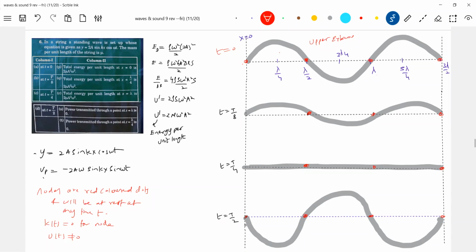Okay, I'll go for P. I'll select P. Then, at T equals, total energy per unit length at x equal to lambda by 4 is. Lambda by 4, where there is an antinode. Okay, now what is the state of this antinode here? All points on the rope are at rest, no? This is upper extreme, this is lower extreme condition. I think I should not write upper extreme. Better I will write it: all points are at rest.